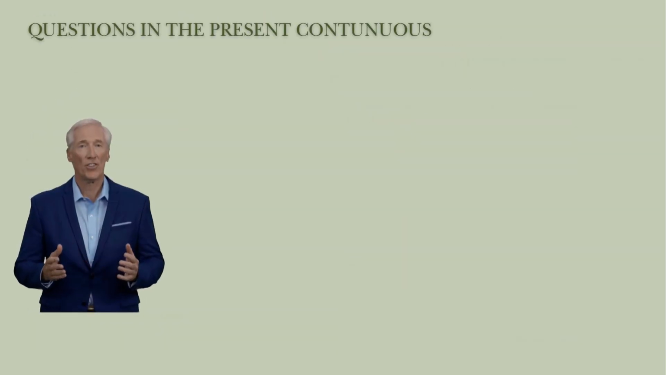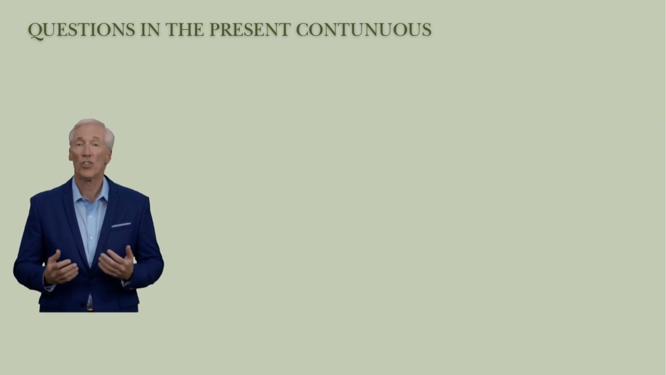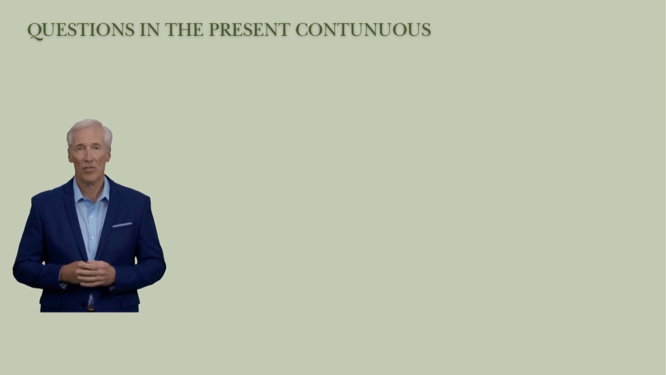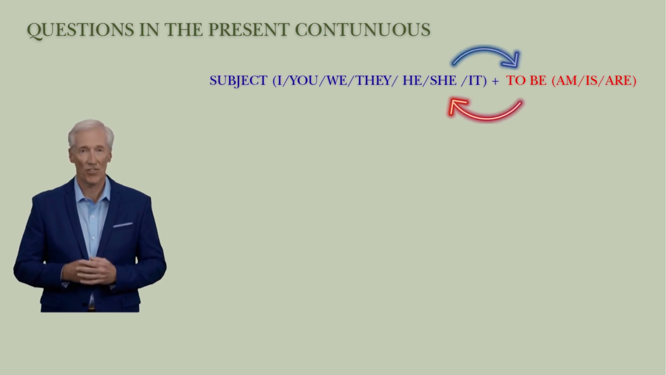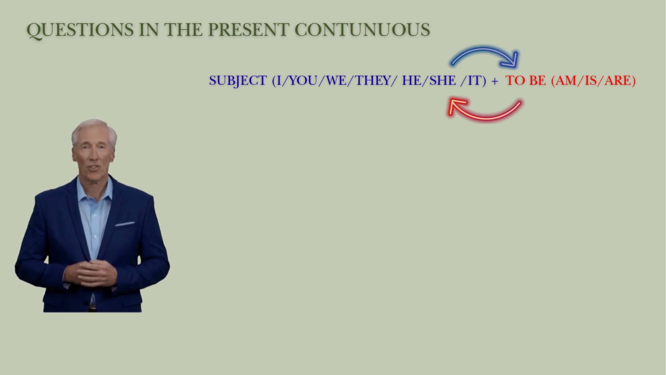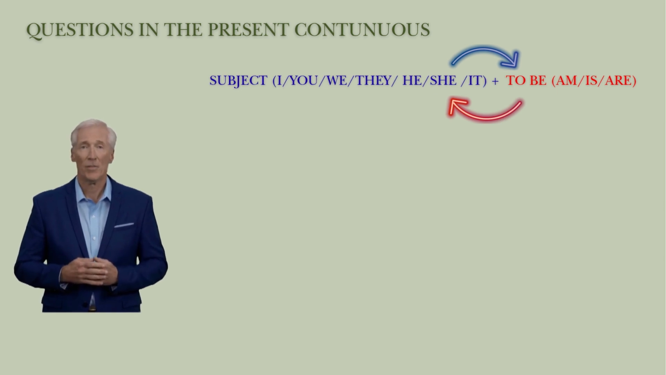Questions in the present continuous. In English, when we want to ask about something happening right now, we use the present continuous tense. We move the verb to be, am, is, are, to the front of the sentence before the subject. This inversion, moving to be forward, signals that we're asking, not stating.